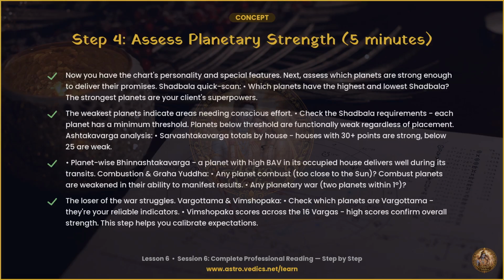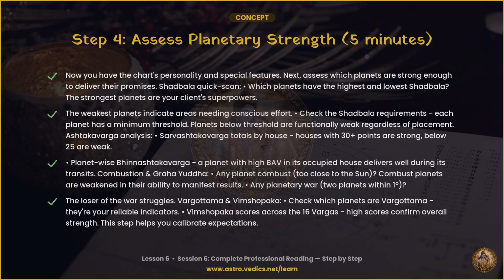Ashtakavarga analysis. Sarvashtakavarga totals by house. Houses with 30 plus points are strong. Below 25 are weak. Planet-wise, Bhinnashtakavarga: a planet with high BAV in its occupied house delivers well during its transits. Combustion and Graha Yuddha. Any planet combust too close to the sun? Combust planets are weakened in their ability to manifest results. Any planetary war, two planets within 1 degree, the loser of the war struggles.